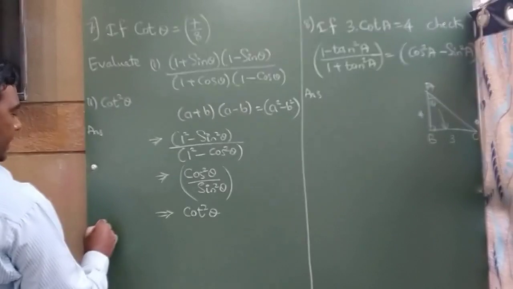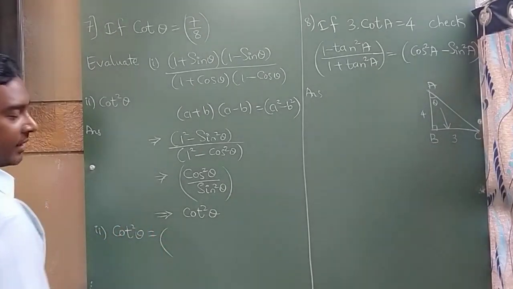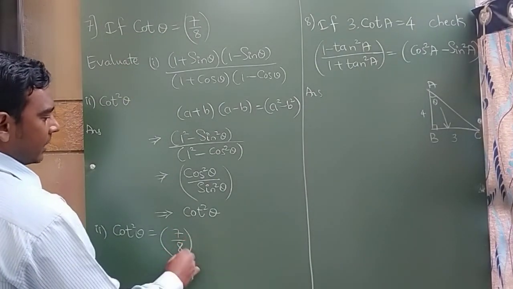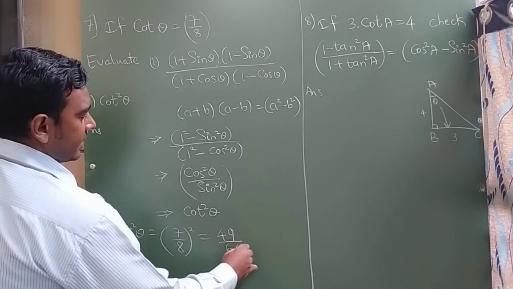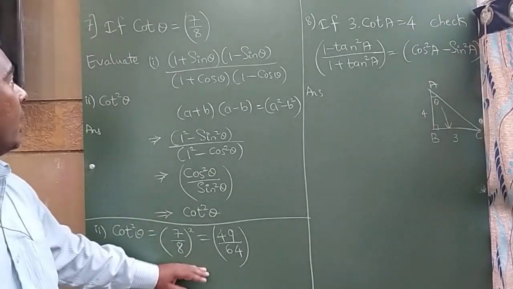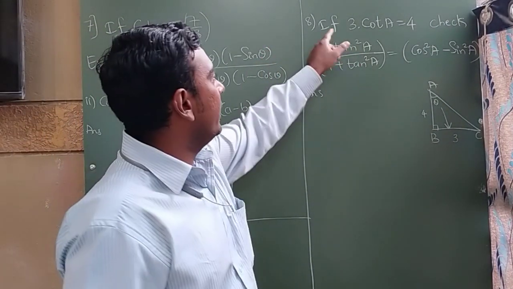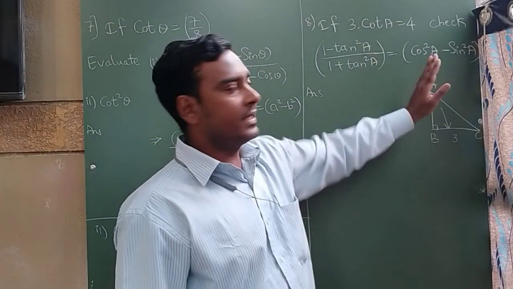Fine. Now in sub question 2, they are asking what is the value of cot square theta. What is cot theta here? This is 7 by 8. Now square this. 7 square is 49 and 8 square is 64. This completes your 7th answer. Fine. Now the 8th one. If 3 cot A is equal to 4, check whether LHS is equal to RHS or not.